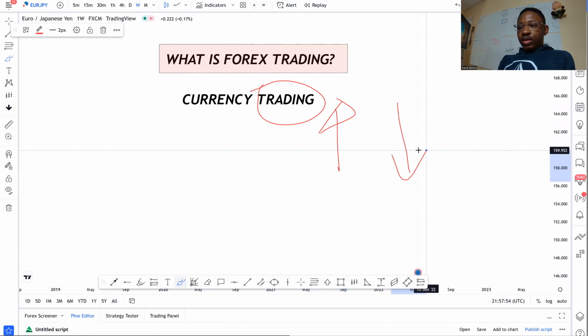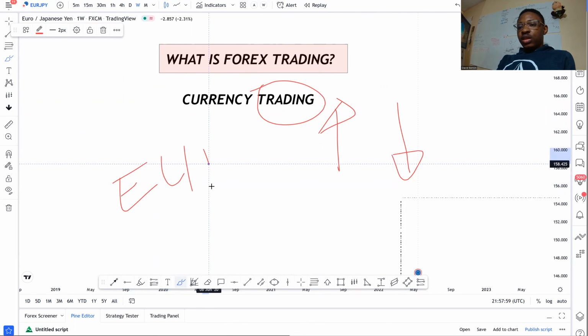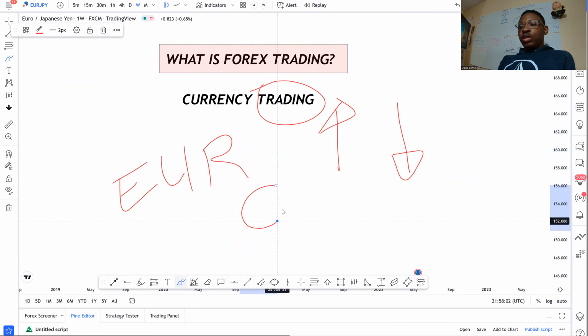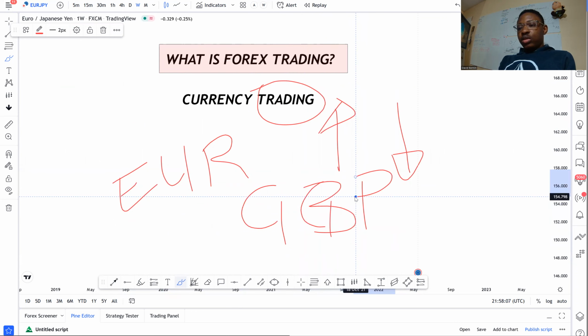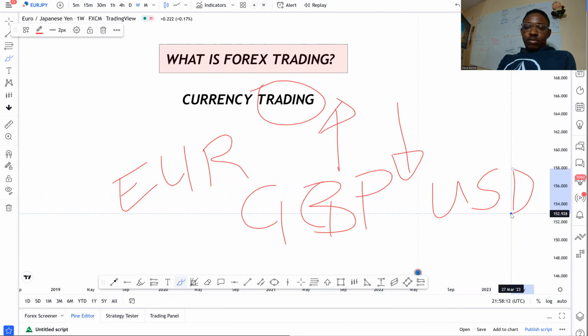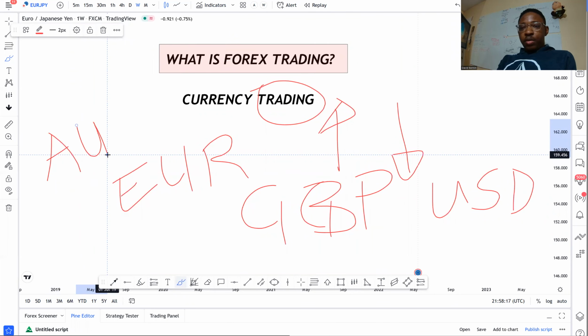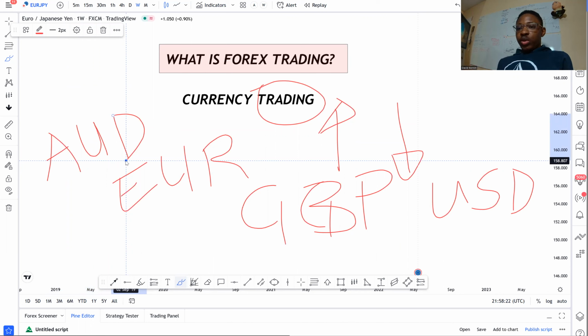We are either buying or selling currency. So we are selling currencies like the euro, the pound, the US dollar, the Australian dollar, right? When we are doing this, then we say what? We are doing Forex trading because we are trading currencies, right? As we go on, we'll explain exactly what currencies we trade and how we trade them.